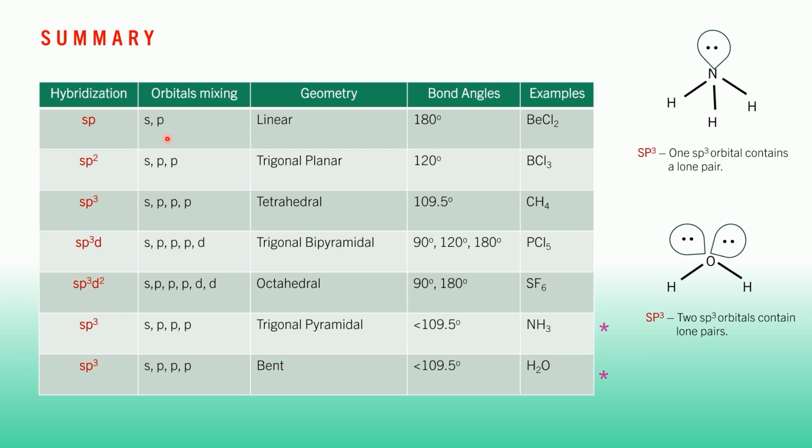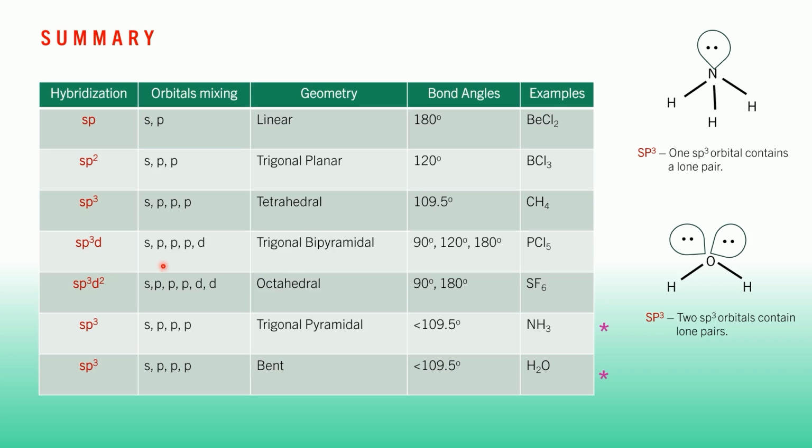Let's discuss what we learned so far, the summary of hybridization. sp hybridization, the orbitals mixing s and p, the geometry is linear, bond angle 180 degrees. BeCl2 is an example. sp2 hybridization, 1 s and 2 p orbitals. Trigonal planar, 120 degrees. BF3 is an example. Third one, sp3 hybridization for tetrahedral geometry. 1 s and 3 p orbitals mixing together to give 109.5 bond angles. Example, methane CH4.